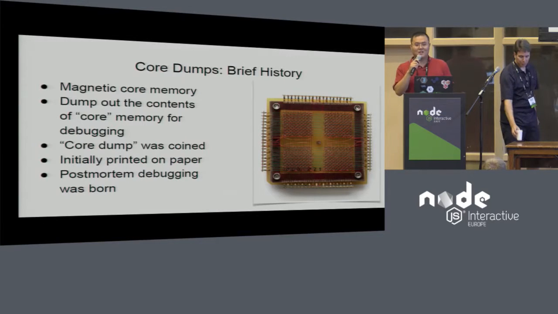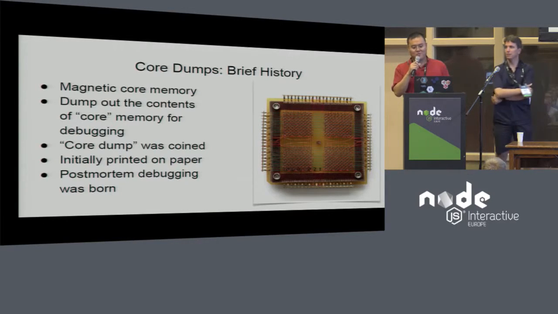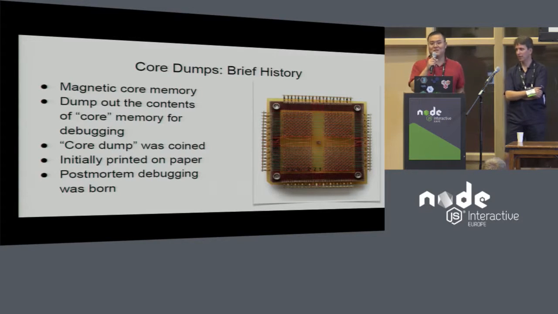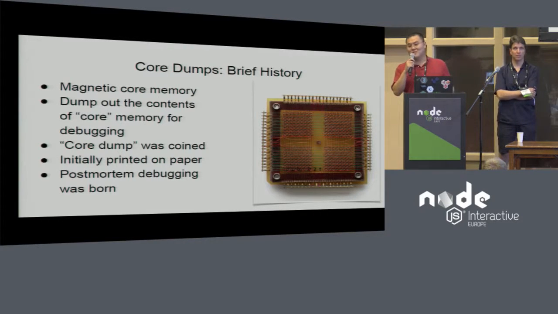So back in the day, memory was actually stored on magnetic core memory. So here's a picture of it, and every single little pin is a bit, right? And what programmers and engineers used to do back in the day, before they had the fancy debuggers, is they would dump out the contents of the memory and then inspect it. And so that's why they call it a core dump, right? It's the contents of a core memory. And this stuff was initially printed on paper, and the term postmortem debugging was really born at that time.